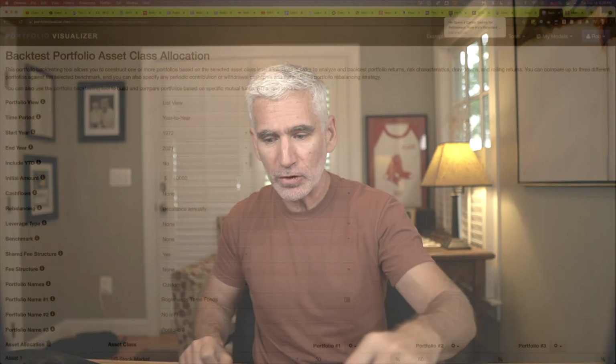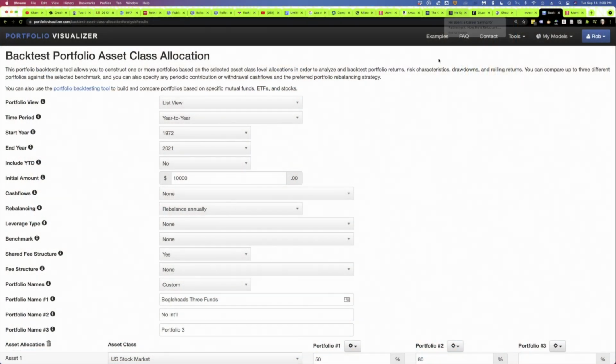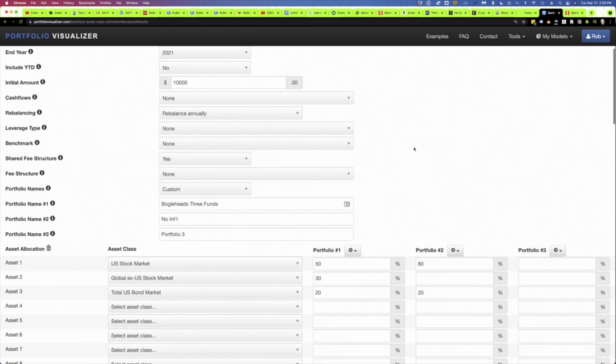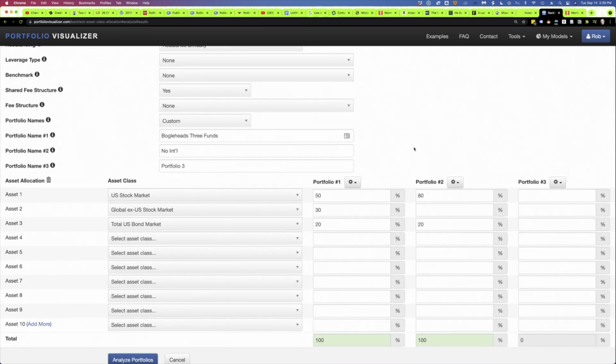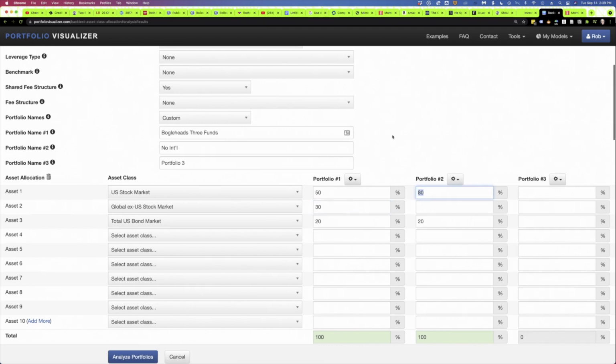And let me begin with Portfolio Visualizer. Show it to you on my screen here. I've already sort of pre-populated this. What I've done is I've got two portfolios. The first one here, Portfolio 1, is just the three-fund portfolio. It includes, as you can see right here, 30% of international stocks. And then a second portfolio just gets rid of that 30% in international stocks and puts it up here in the U.S. stock market. That's it. That's as simple as can be.